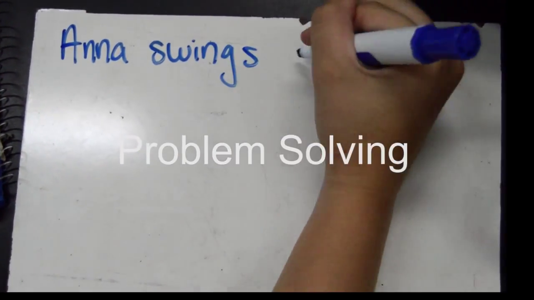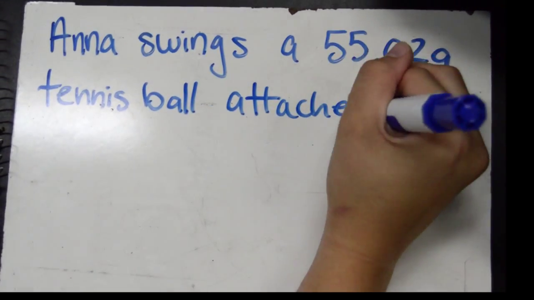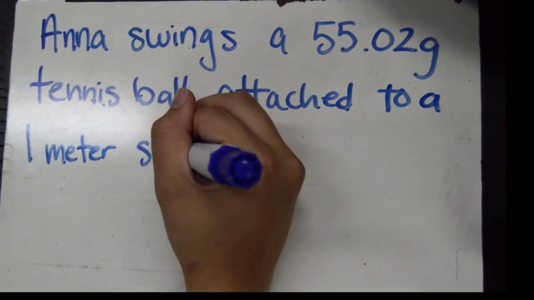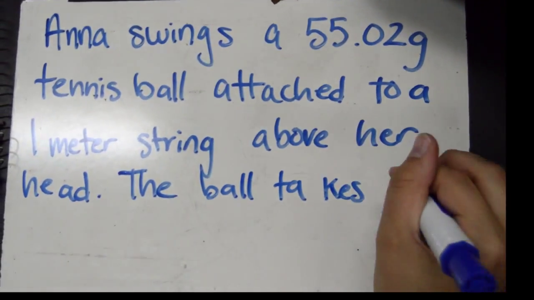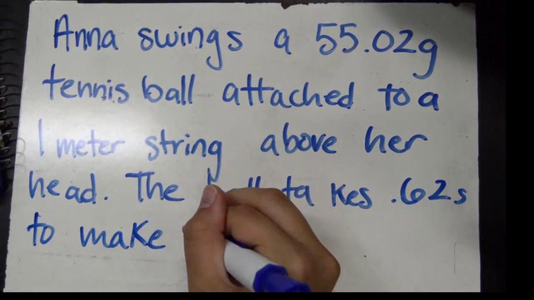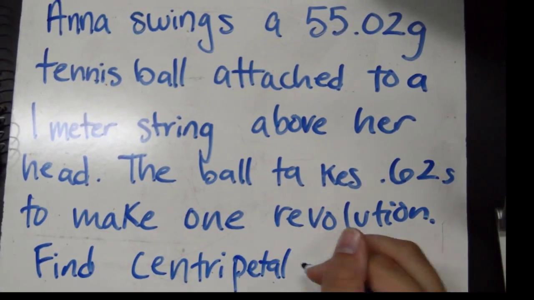Anna swings a 55.02 gram tennis ball attached to a 1 meter string above her head. The ball takes 0.62 seconds to make one revolution. Find the centripetal acceleration, the velocity, and centripetal force.